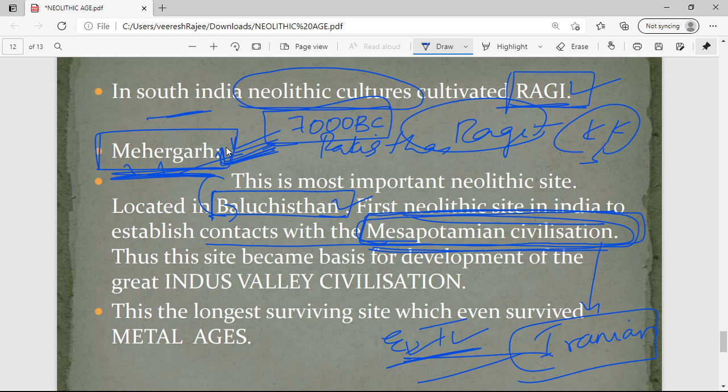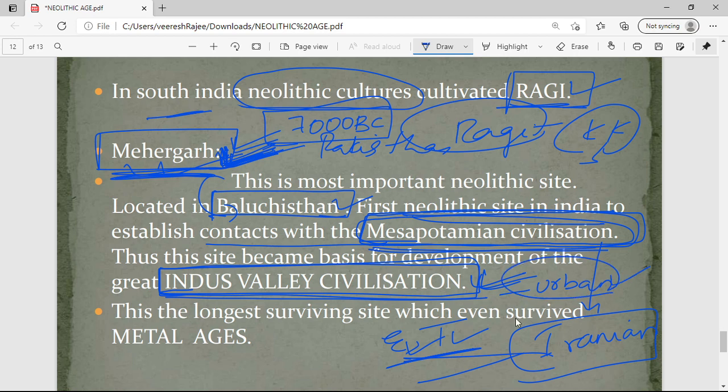It is considered that the people of this site acted as the forerunners in the establishment of Indus Valley civilization, about which we will learn in our future classes. This Indus Valley civilization is one of the greatest civilizations back then, and it is the only urban civilization among all the oldest civilizations.